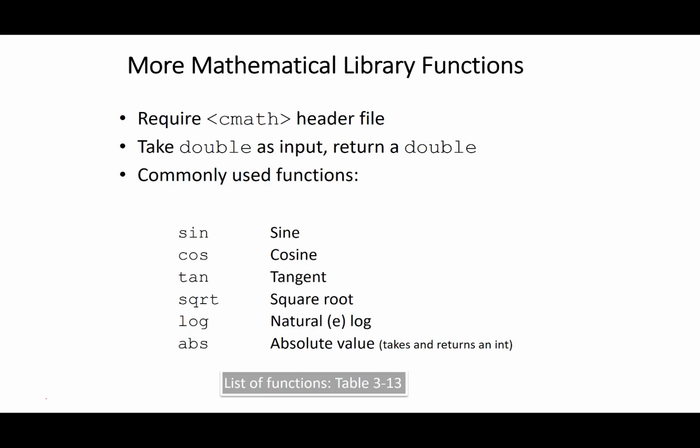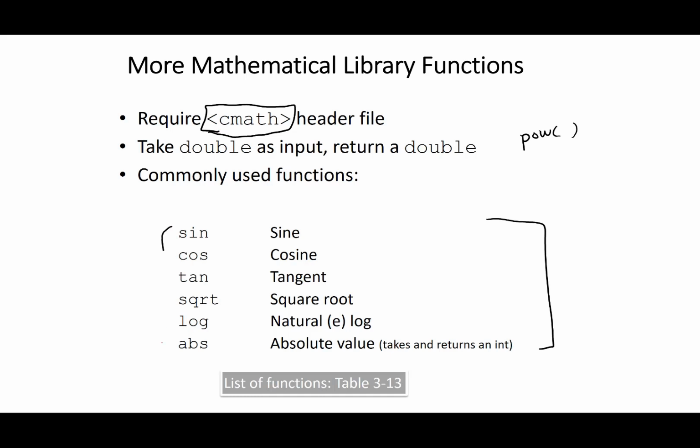So we've already talked about the pow mathematical function, and this is actually a lowercase p. It turns out there's a bunch of mathematical functions. All of these require the cmath header file, and they all take doubles as input and they all return a double. So anytime you're dealing with math, you're usually going to be using doubles. So just remember that.